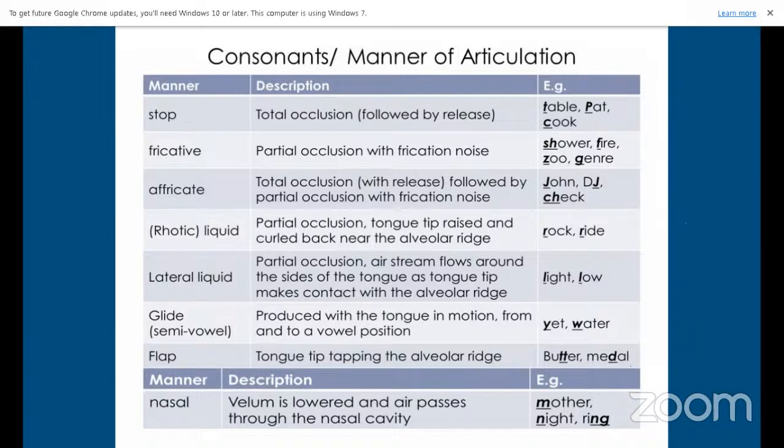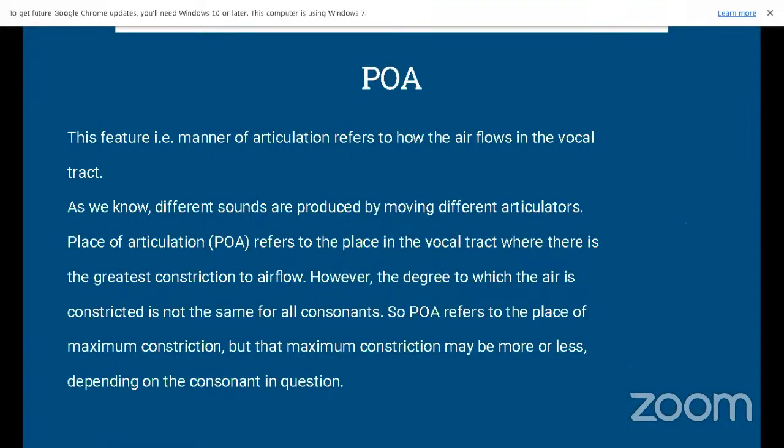Another one, the last one, please listen: semi-vowels. Now, this is actually a consonant, but it acts like a vowel. You know why? Look at this: yet, water. This is produced with the tongue in motion from and to a vowel position. You know, ye, e, a, i, o, u. Water also, wa, wa. You put your lips together, you bring them together, wa. Isn't it? So they are called semi-vowels. Yellow also.